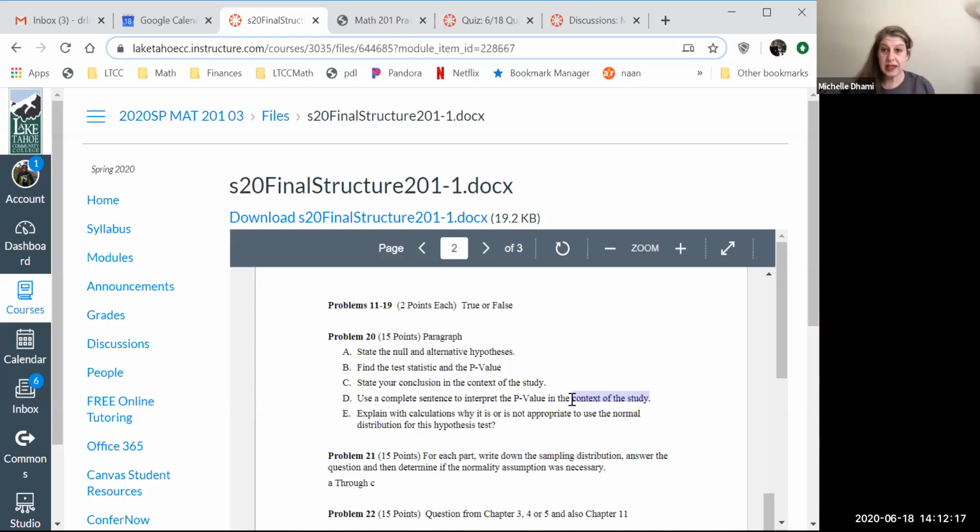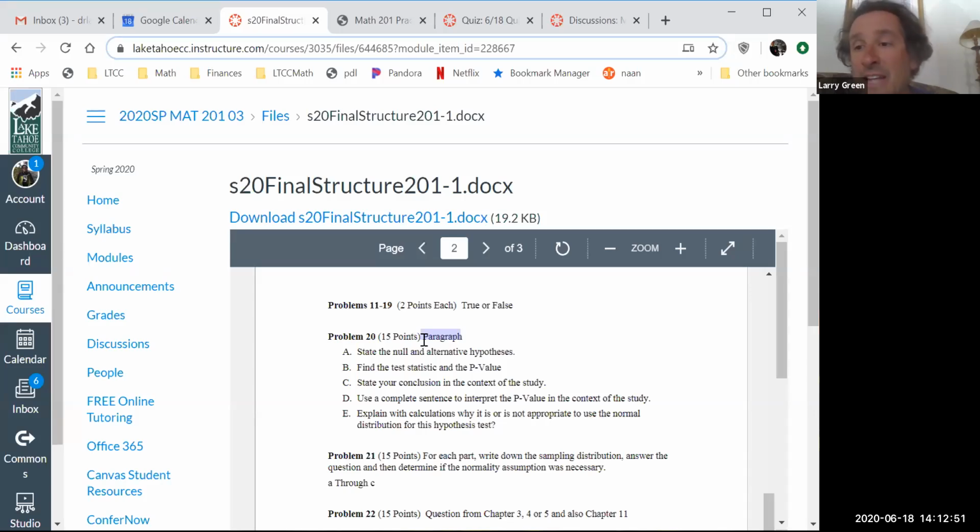It means make your sentence be what the question's talking about. There's going to be a description of what the study was in the paragraph. You need to be talking about that. So don't just write there is statistically significant evidence to reject the null hypothesis and stop there, or fail to reject, you know what I mean? You need to actually write it down in the context of the study. So I want to emphasize that because some of you aren't doing that.